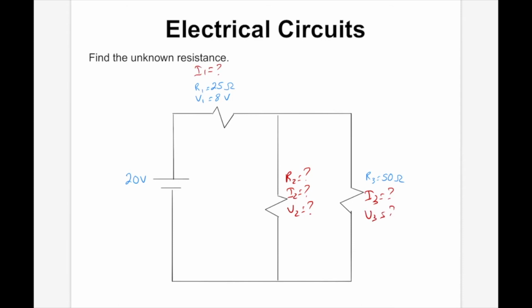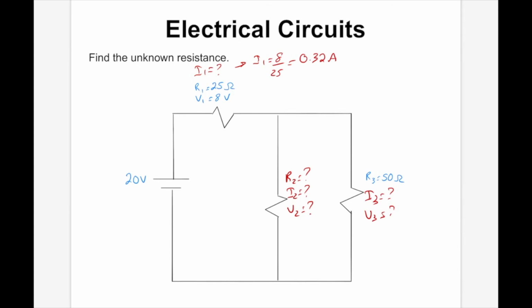So now what can we figure out first? We can figure out I1. I1 is going to equal V1, which is 8, divided by 25. 8 divided by 25 is 0.32 amps. That's pretty good. That's the amount of amperage that's leaving the battery every time. So we know that we're going to have 0.32 amps to split between our two branches.